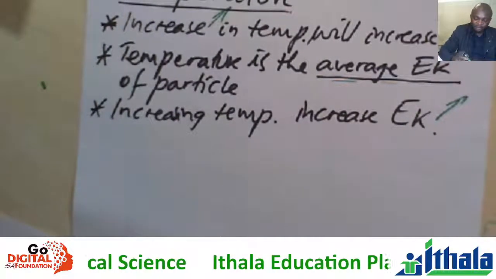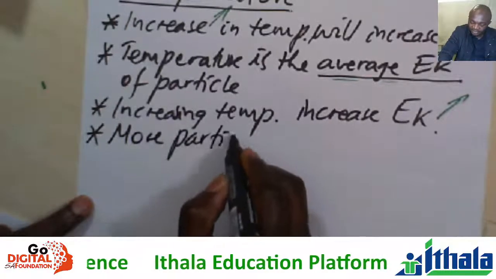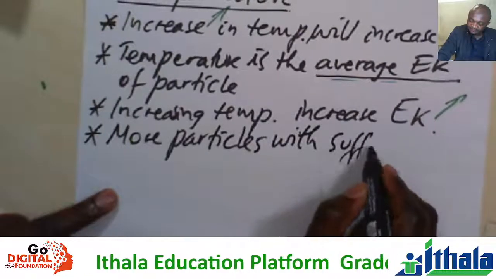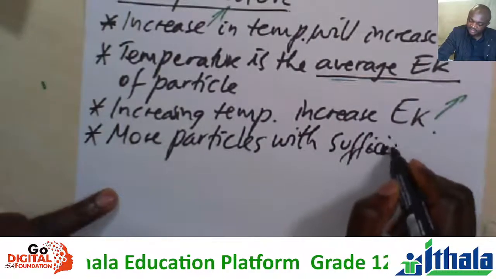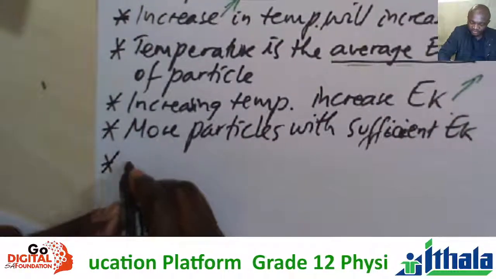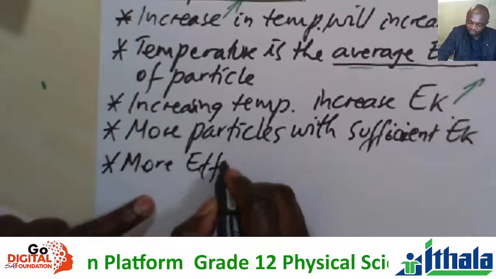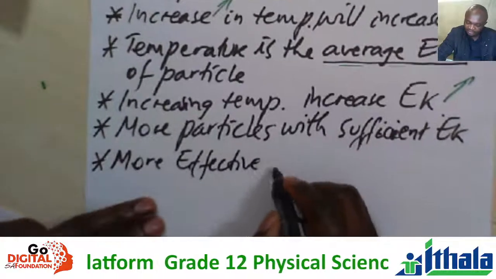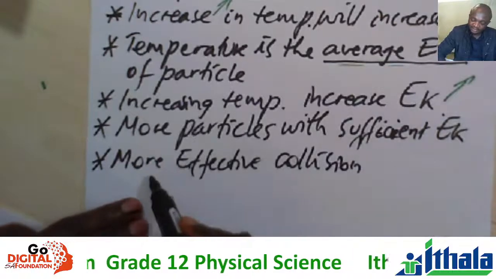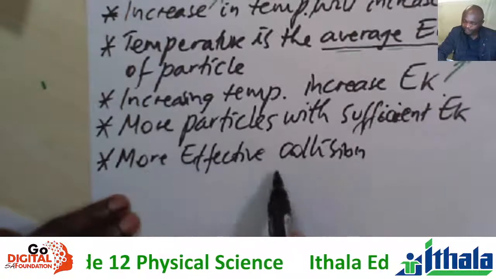It means we have more particles with sufficient kinetic energy. If there are more such particles, there will be what? More effective collisions. Now, we are talking about effective collisions, so we say there are now more effective collisions.